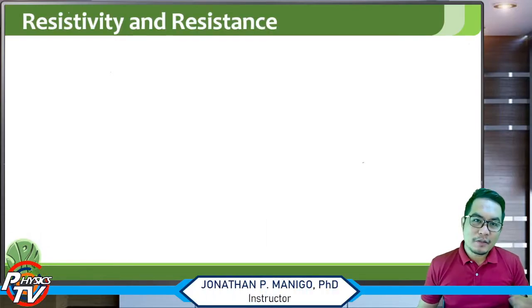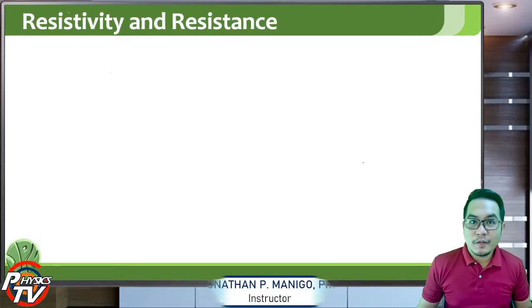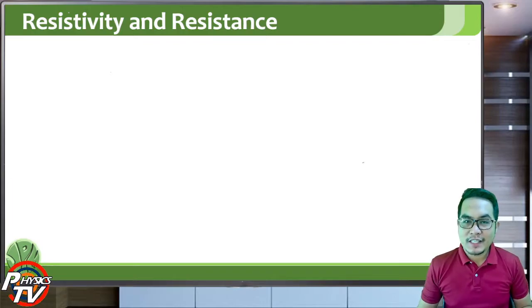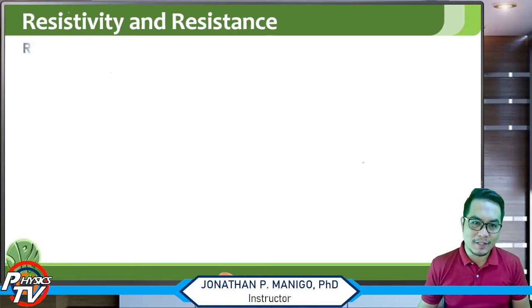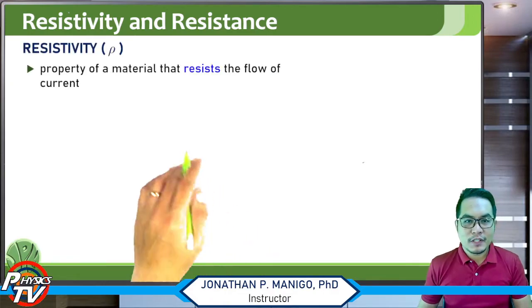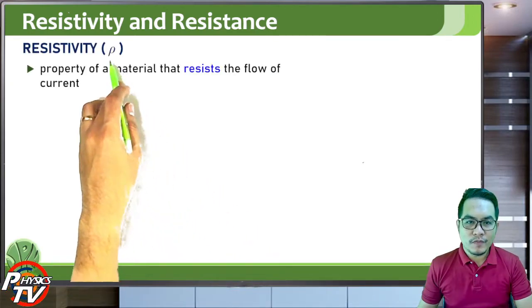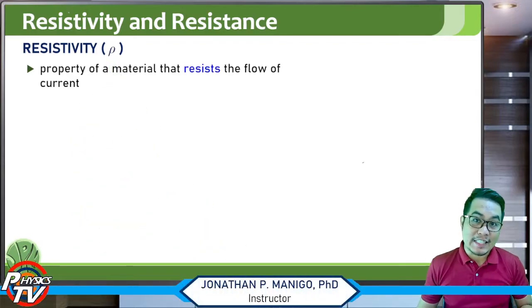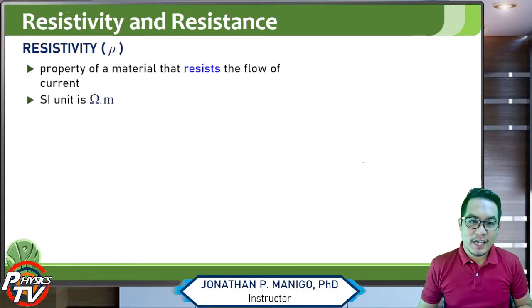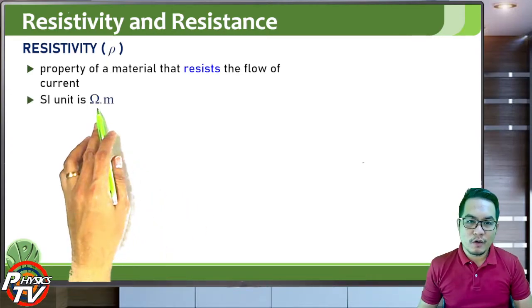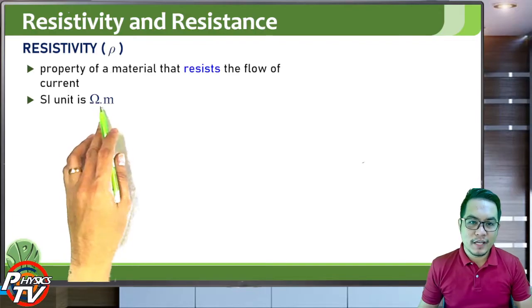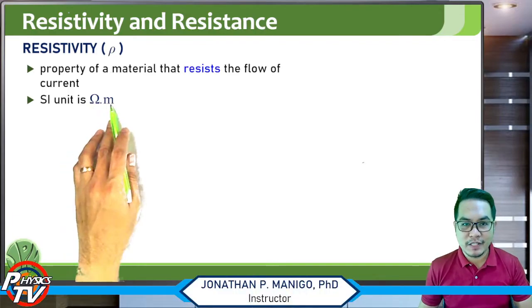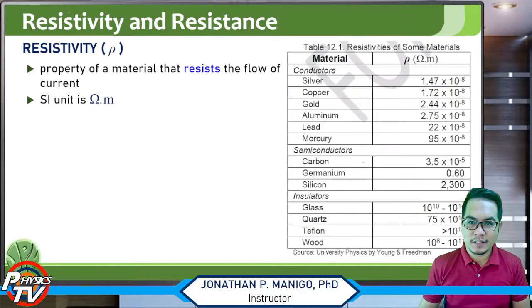Okay, let's now define another term that we need in order to analyze DC circuits. And this is the concept of resistivity and resistance. Resistivity, with symbol rho, the Greek letter rho, is a property of a material that resists the flow of current. The SI unit is ohm meter. Ohm is a Greek letter, and then meters. Ohm times meters. That's the SI unit for resistivity.